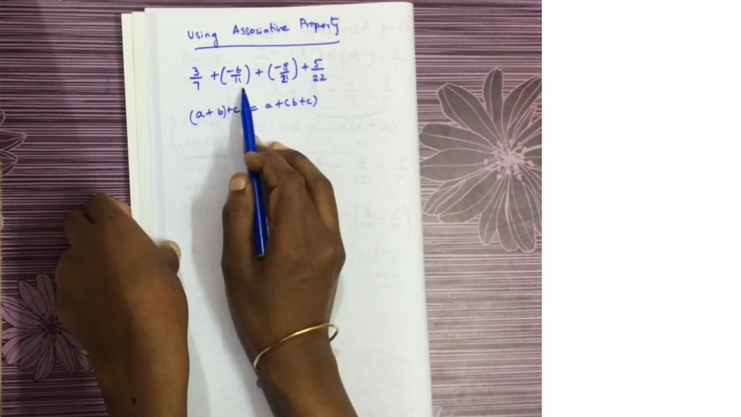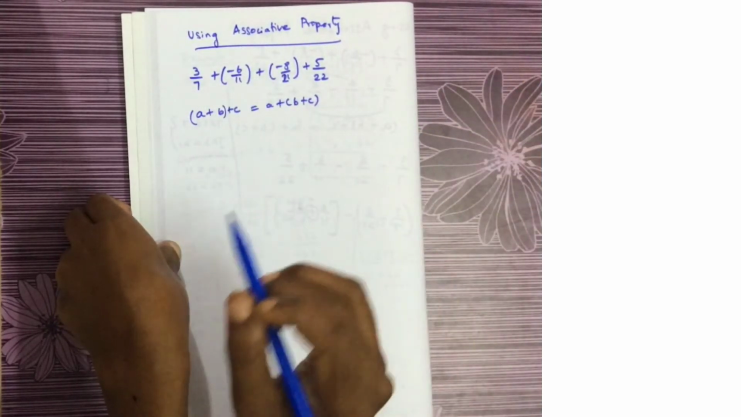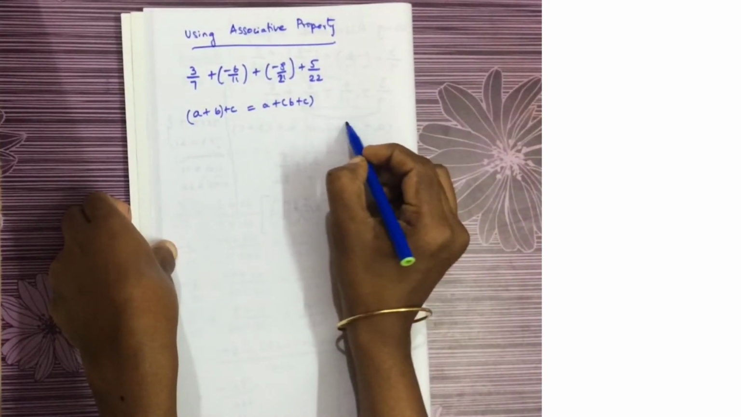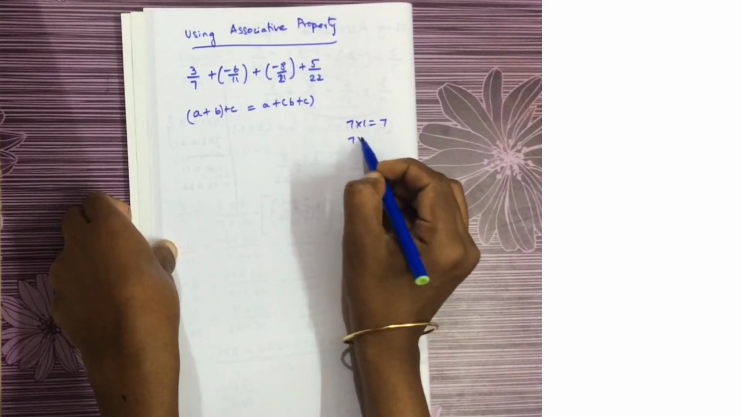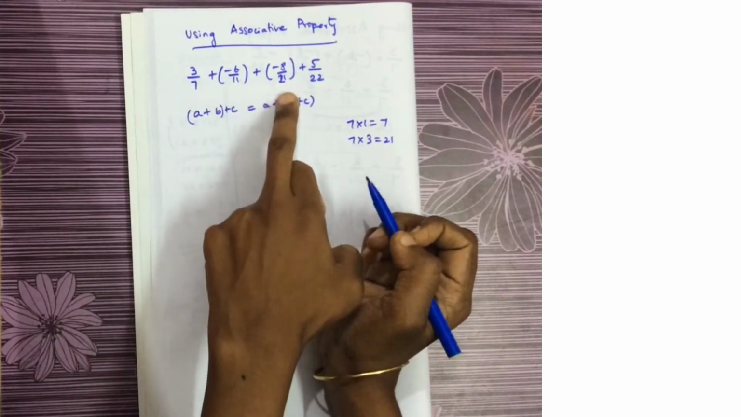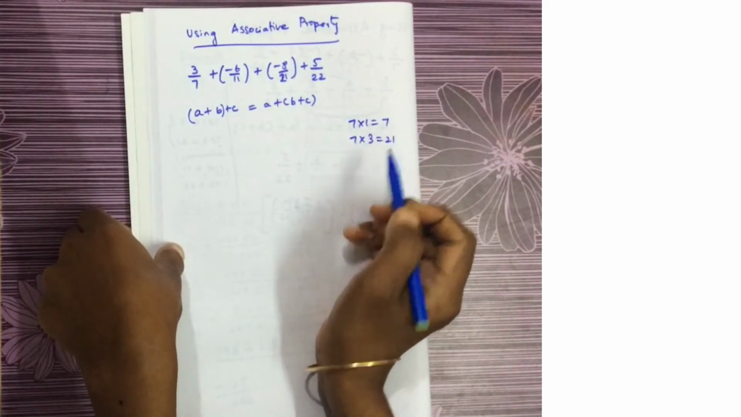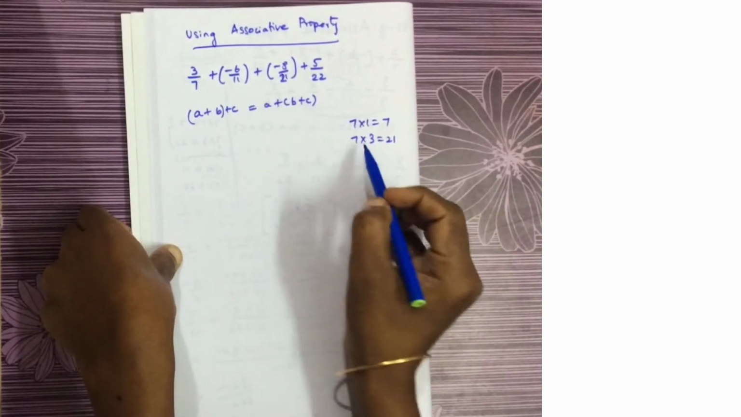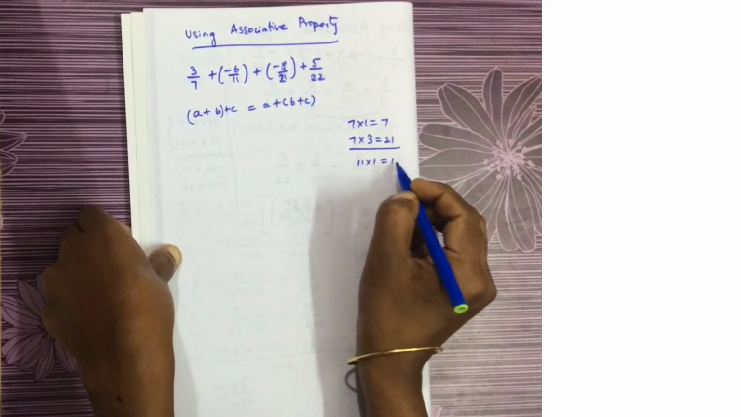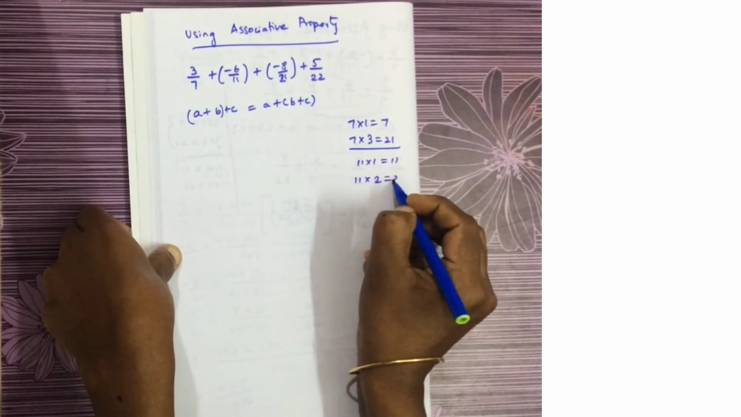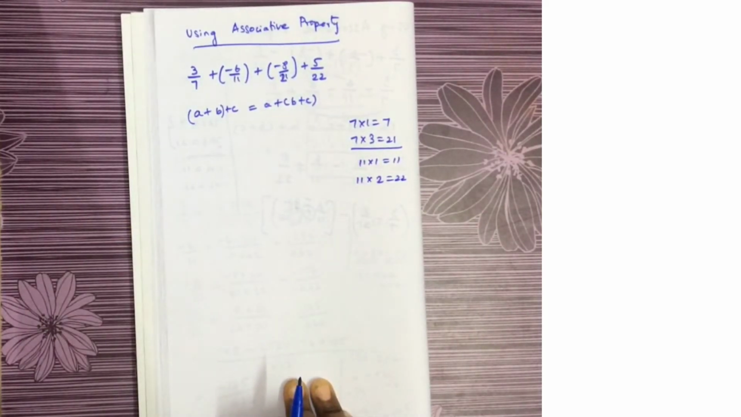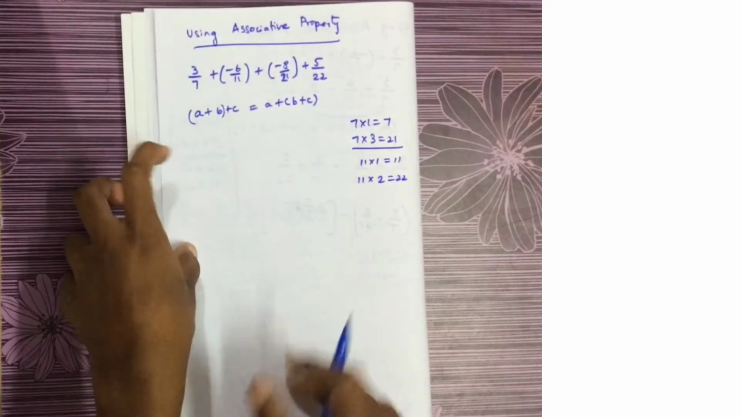So 7 and 11 do not have any common factors. But 7 and 21 have common factors. What it means is 7 ones are 7, 7 threes are 21. So 7 and 21 have common factors. Again 11 and 22 have common factors: 11 ones are 11, 11 twos are 22. These two have common factors. So you have to combine the terms which have common factors.